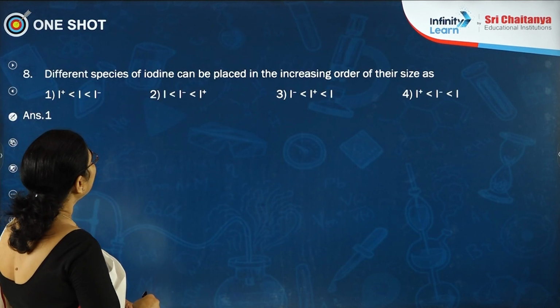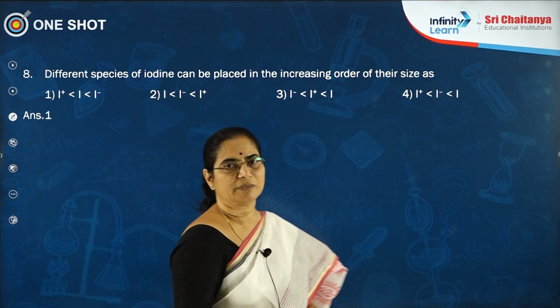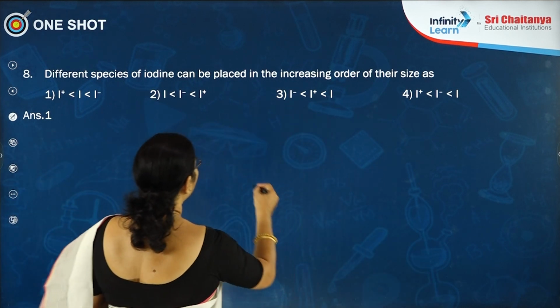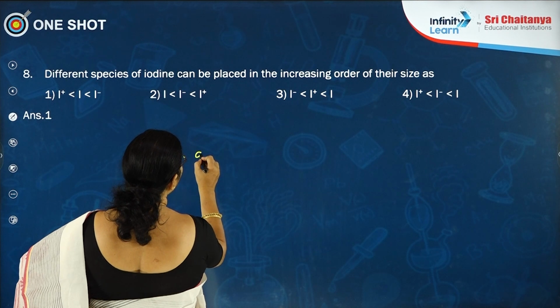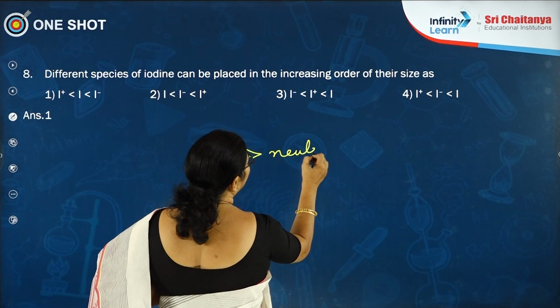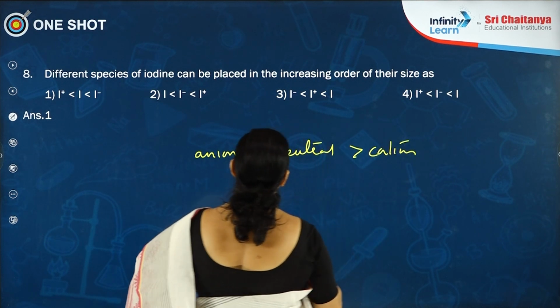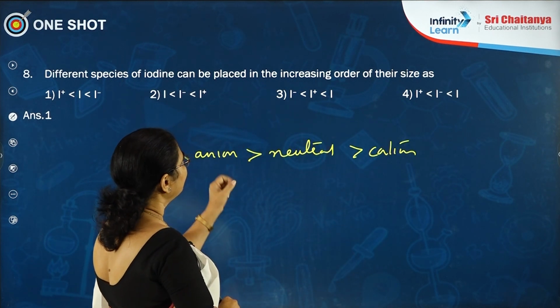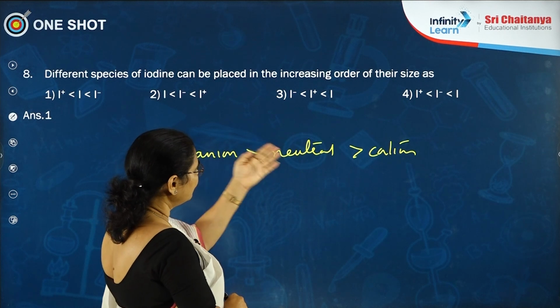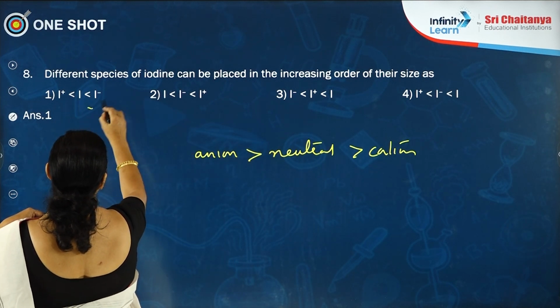Different species of iodine can be placed in increasing order. These are all the same atom with a different number of electrons. So, the order is anion greater than neutral atom, greater than cation, because anion size is always bigger. But he is asking for increasing order. So, you should start from cation, then neutral atom, then anion.